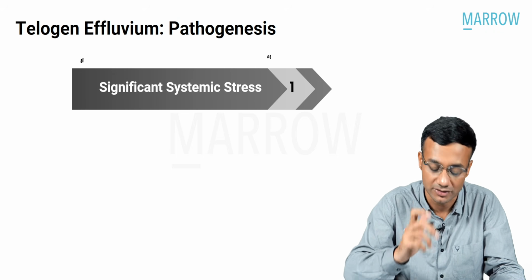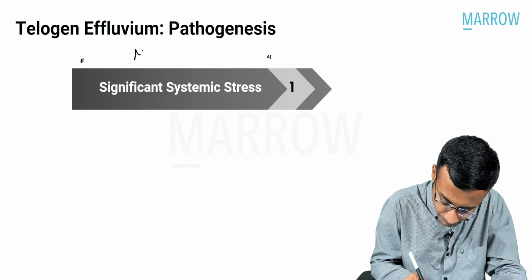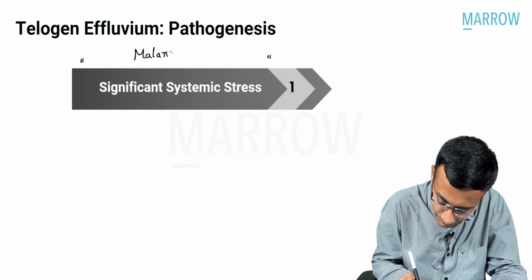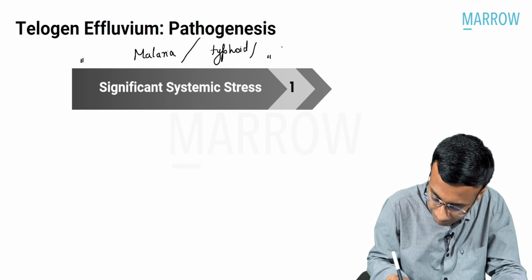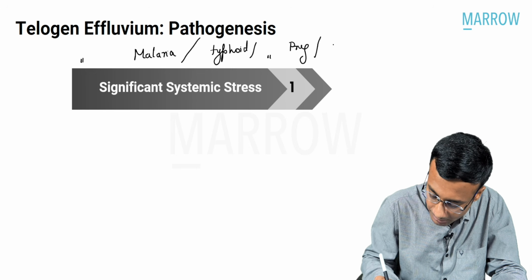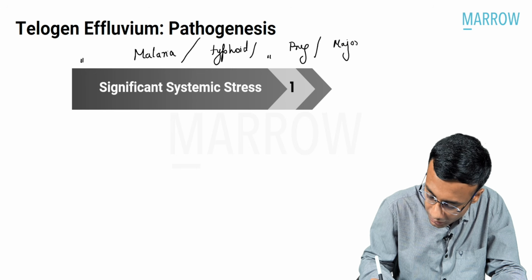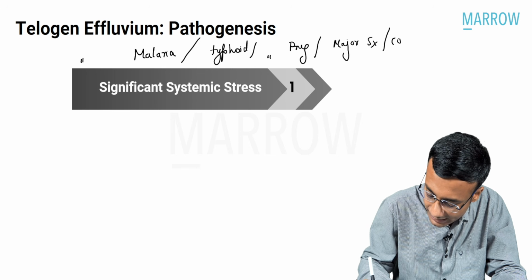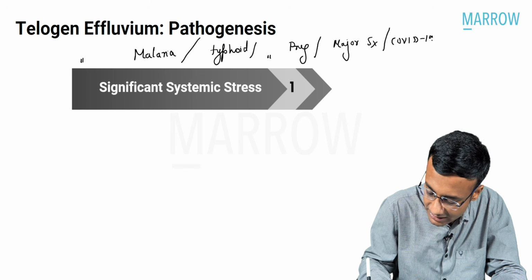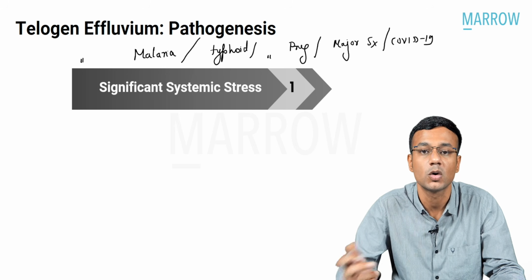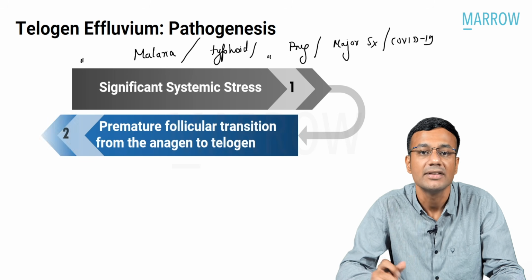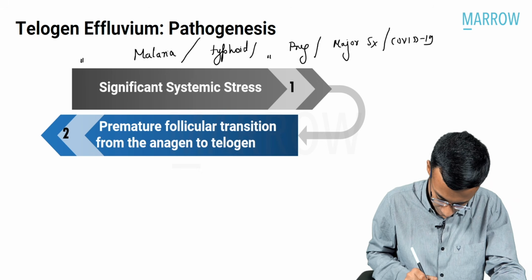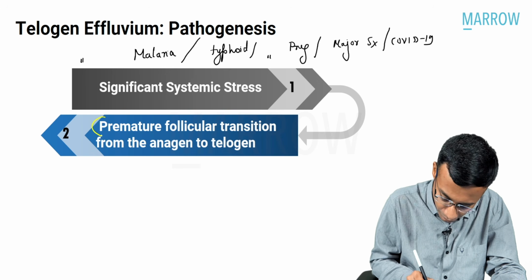As a response to the stress, which could be because of malaria, typhoid, pregnancy, major surgery, or COVID-19. So any significant systemic stress can trigger telogen effluvium. After this significant systemic stress, what is going to happen? What is going to happen here is premature follicular transition.